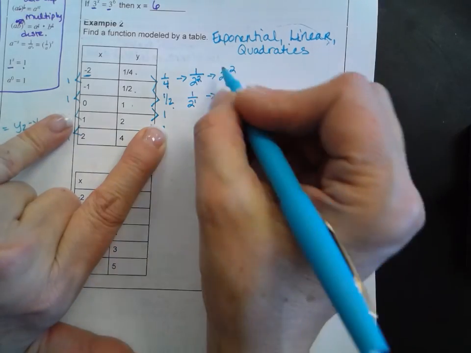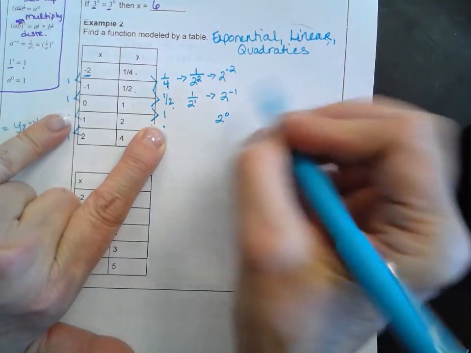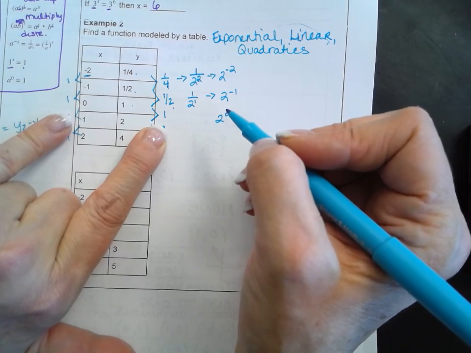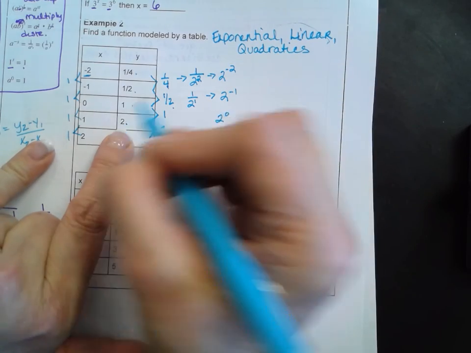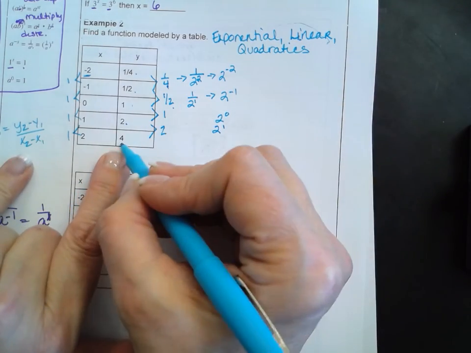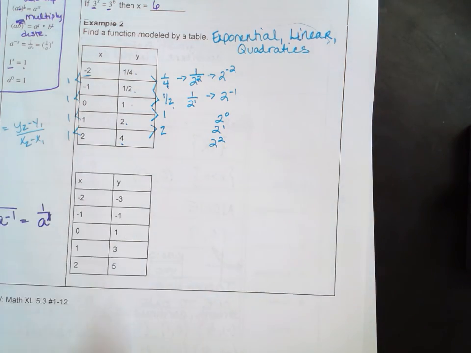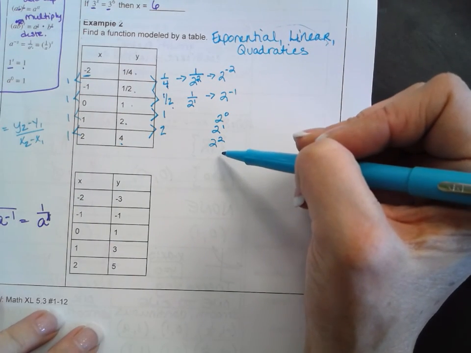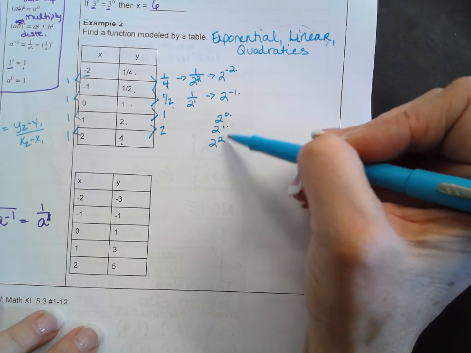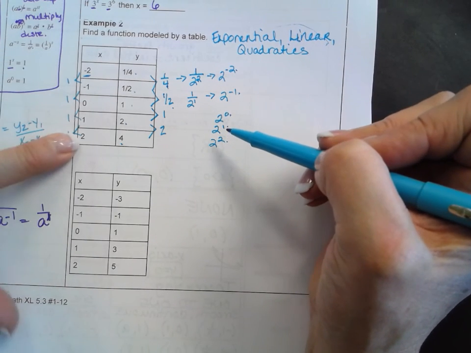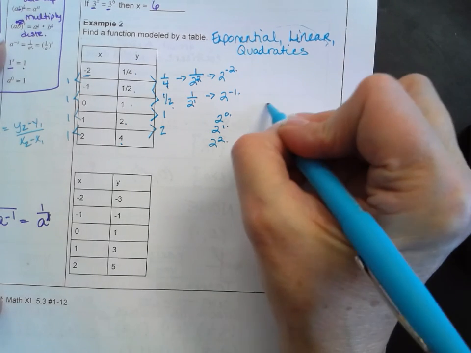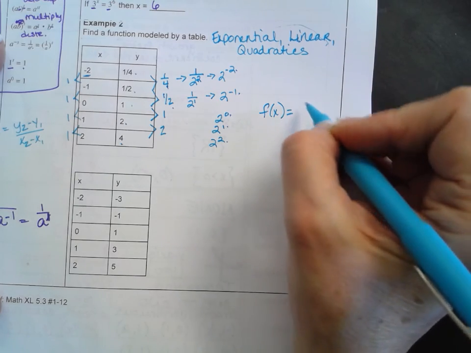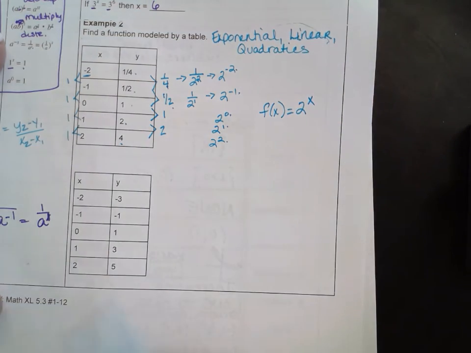And 1, I can rewrite as 2 to the 0 power, because anything raised to the 0 is going to give me 1. And this one I could rewrite as 2 to the first, and this one I can rewrite as 2 to the second. So I'm consistent all the way down. I go down with my x values. So what's my base going to be to write my function? 2. Does that make sense?